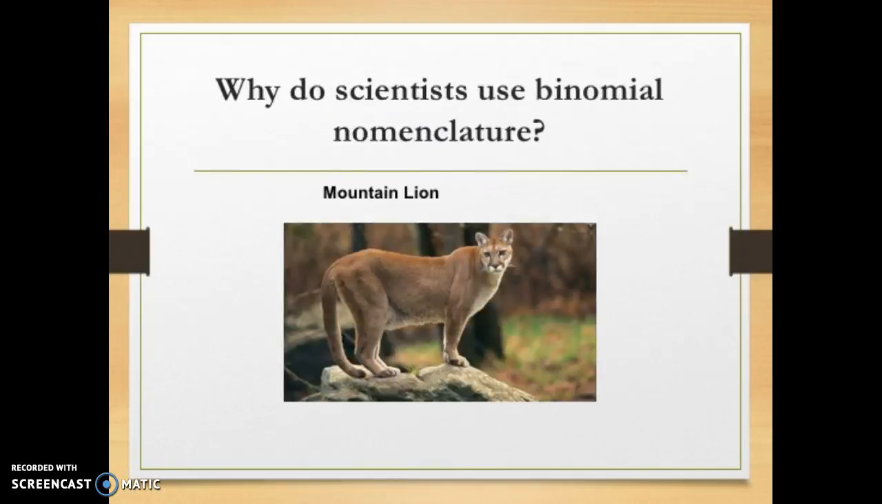Okay, so the question becomes, why do scientists use binomial nomenclature? Why can't we just use the common name such as a mountain lion for an organism? Well, if I'm communicating with scientists in different parts of the globe, and I refer to mountain lion, they might refer to it as a cougar, or a panther, or a puma. So, in order to not have any confusion, if we mentioned the scientific name of the mountain lion, Puma concolor, then we'll all be on the same page.